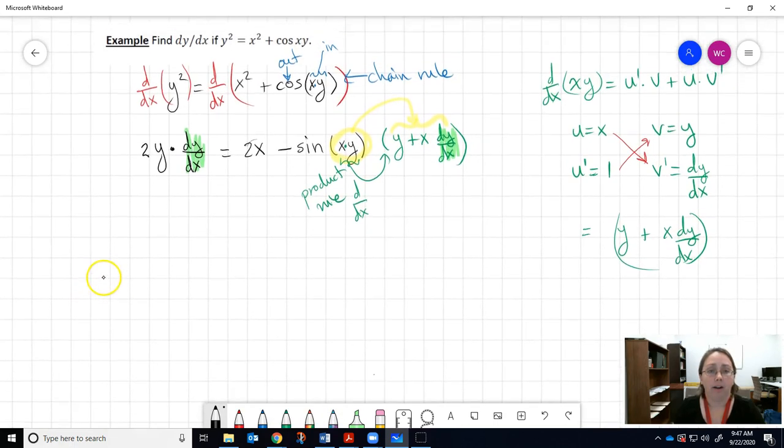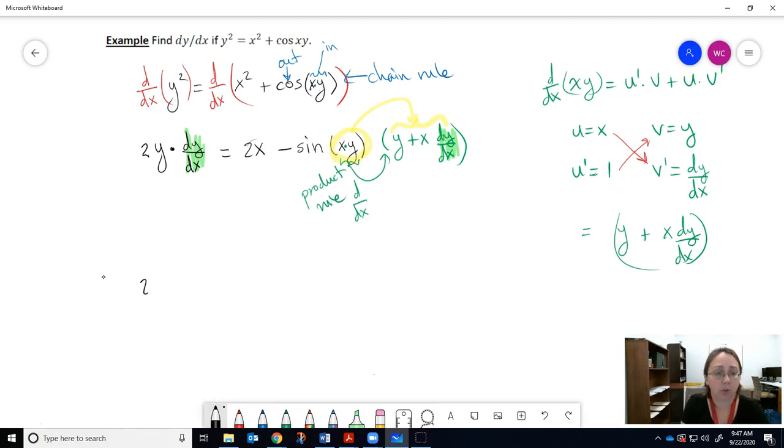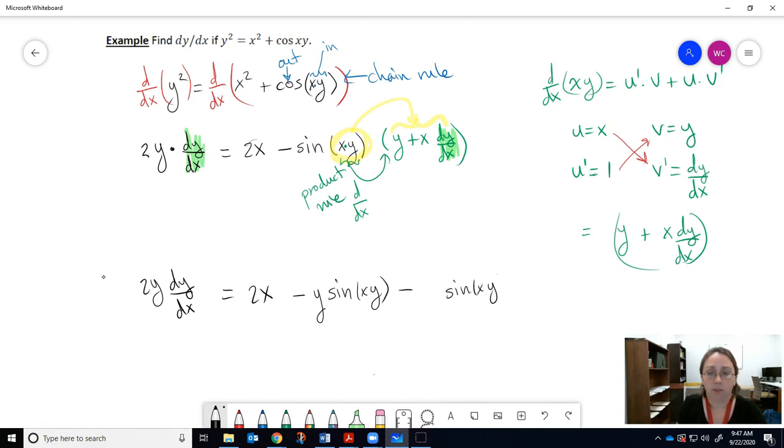There we go. All right, so to get dy/dx by itself, we've got to clean this up. So let's just rewrite 2y dy/dx equals 2x. Now this negative sine of xy can distribute to the parentheses. So let's do that. Negative sine of xy times y. I'm going to put that y in front. Minus sine of xy multiplied by x dy/dx. I'm going to put those in front. I just like to put them in front so there's no confusion about who is inside the sine function.